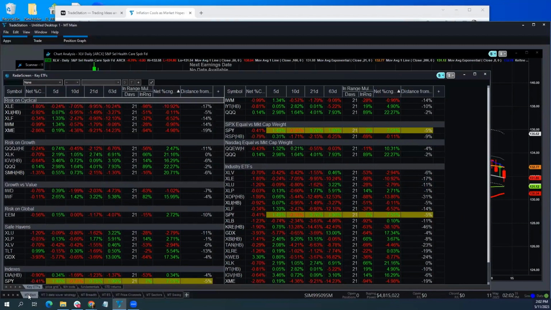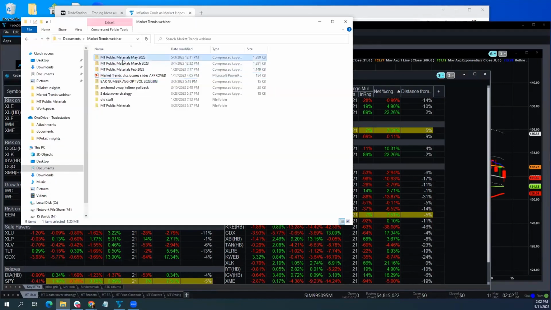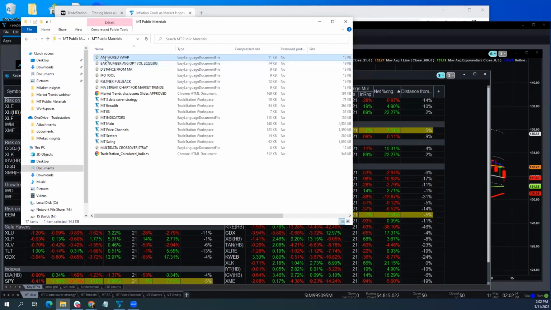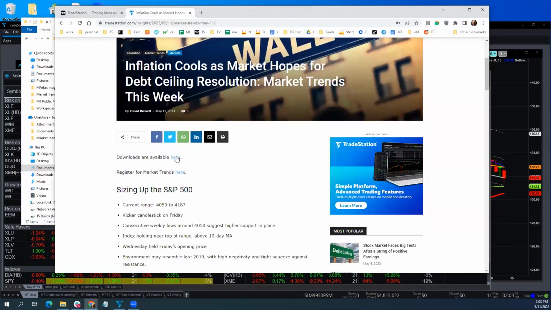Okay. So if you open the zip file, you will see this. It has a bunch of these indicators. If you need to import them, these are all the same as before. It has a series of workspaces, which I have loaded down here, as you can see. And then it has the disclosure slides if you want to review those. So that's basically what we're working off. And that is included right here, downloads available here.